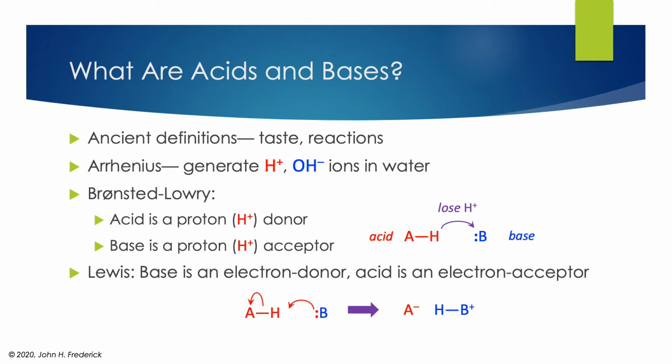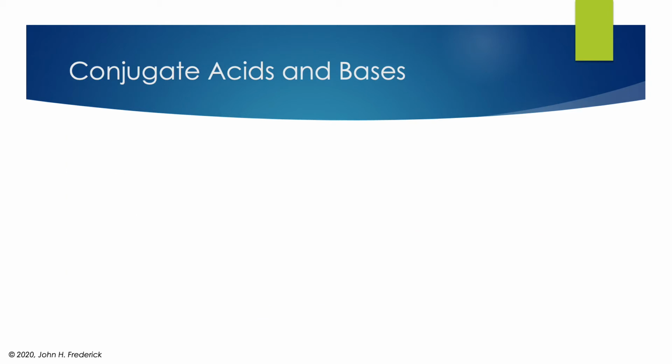Now, while Lewis's definition may make better sense in terms of what actually happens, it turns out the Bronsted-Lowry one is a little bit easier to use because it's easier to track where the proton goes. So we're going to use the Bronsted-Lowry throughout this module when we talk about acid-base chemistry.